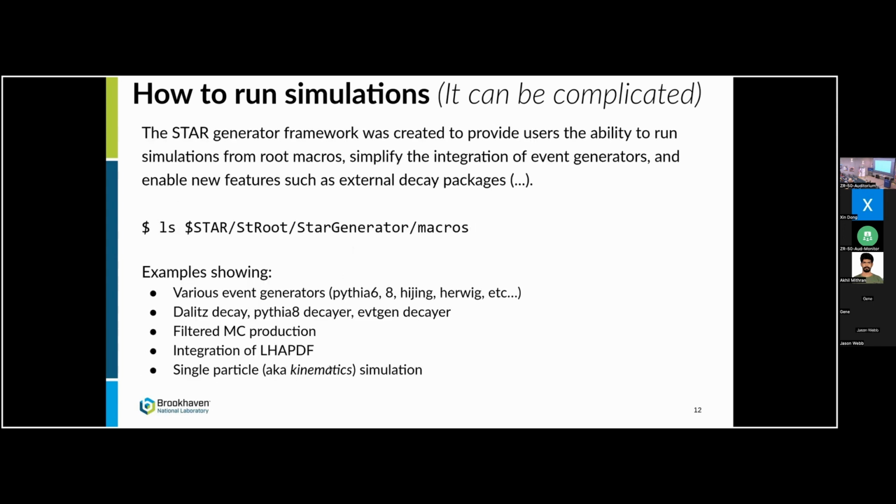The more modern way is to use ROOT macros. The Star Generator framework, we created this in order to provide users the ability to run from within a ROOT macro, to simplify the integration of event generators and enable new features such as external decay packages. If you look in this area, there's many example macros showing how to do things.